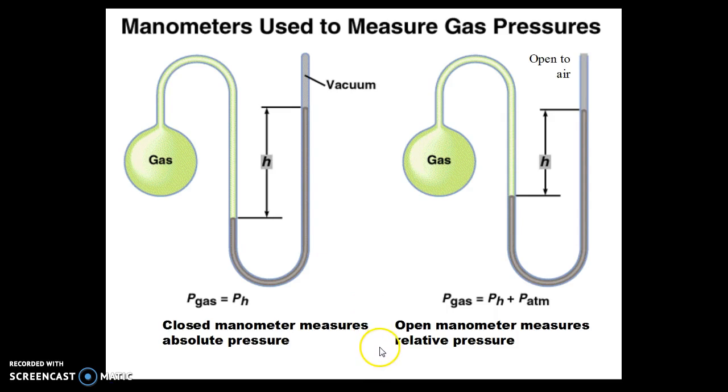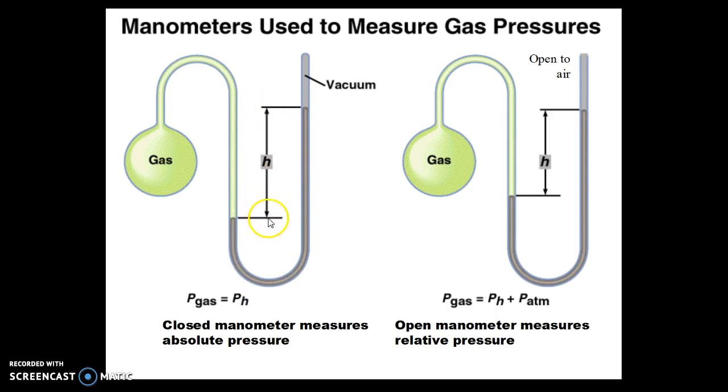Manometers were typically used to measure gas pressure, and either mercury or xylene was used to measure relative pressure. In a closed manometer, that is, with no way for atmospheric pressure to influence, you have a vacuum above the liquid that is moving, and you can measure changes in pressure by the changes in height.